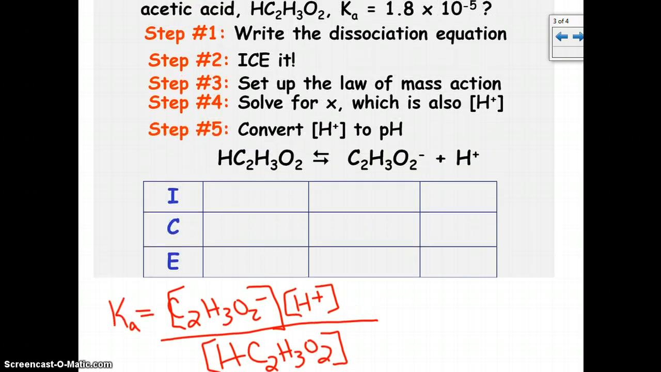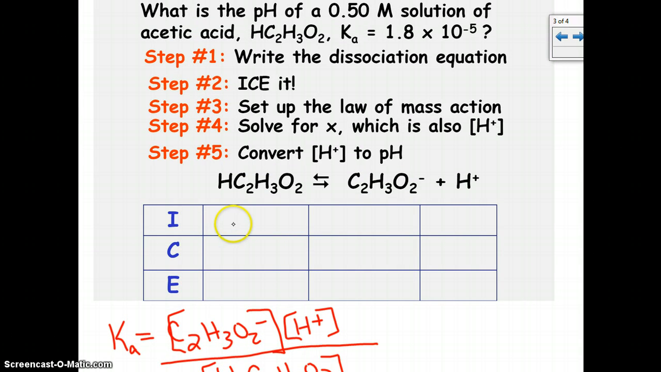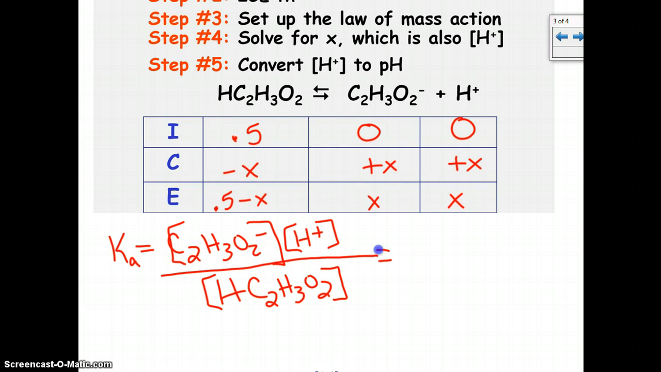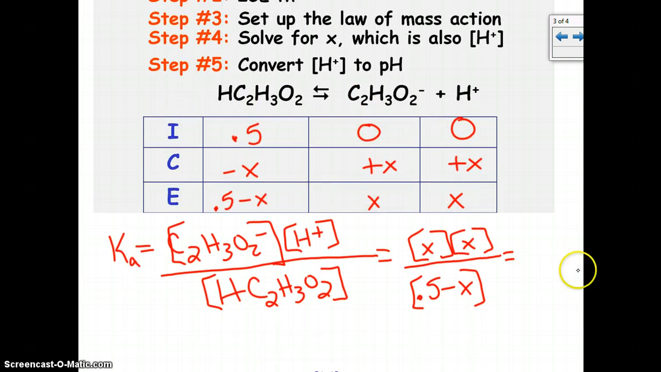It says that we started with 0.5 of the acid, which means we had none of it dissociated. So we're going to have minus x, plus x, plus x. So here we have x and x, and then we have 0.5 minus x. Okay, so now we're going to set it up into our equation here. So we got x and x on top, and then on bottom we have 0.5 minus x. And that's equal to our Ka, which was 1.8 times 10 to the negative 5.